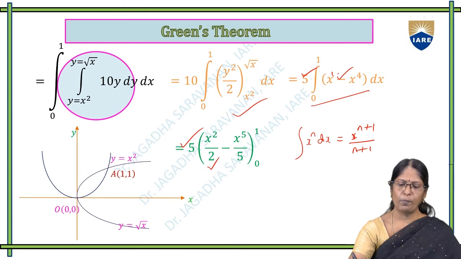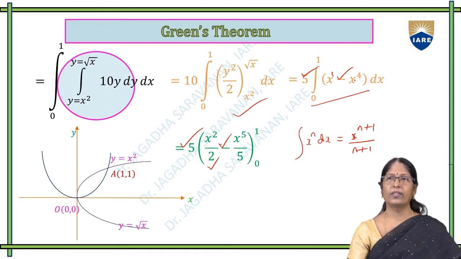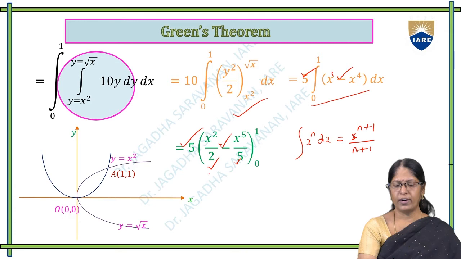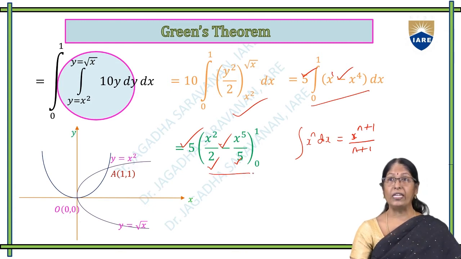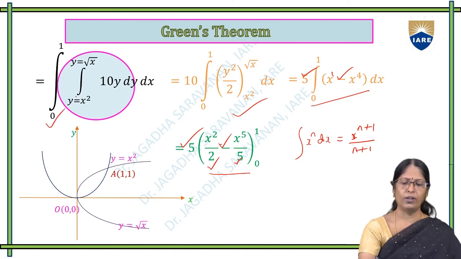Then the minus sign, just as we placed it. X power 4, so n is 4. So 4 plus 1 divided by 4 plus 1. So we obtained x power 5 by 5. It is placed here. So we completed the outermost integration with respect to x. Our outermost integration is this one.